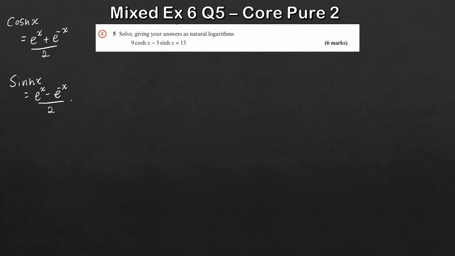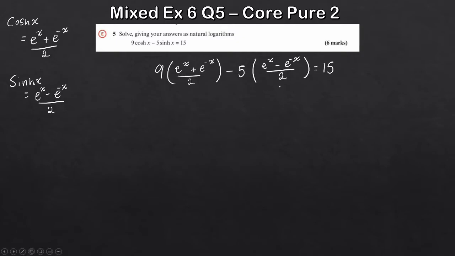So using that now, we need to do 9 lots of cosh x, so 9 lots of e to the x plus e to the minus x over 2, minus 5 lots of sinh x, so e to the x minus e to the minus x over 2. And we know all of this is equal to 15. So at this point now, we just need to manipulate this.